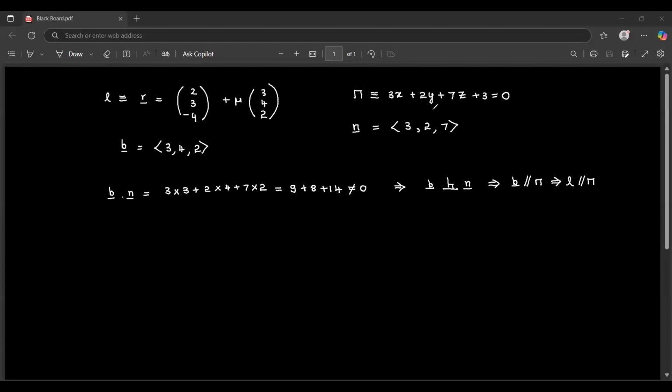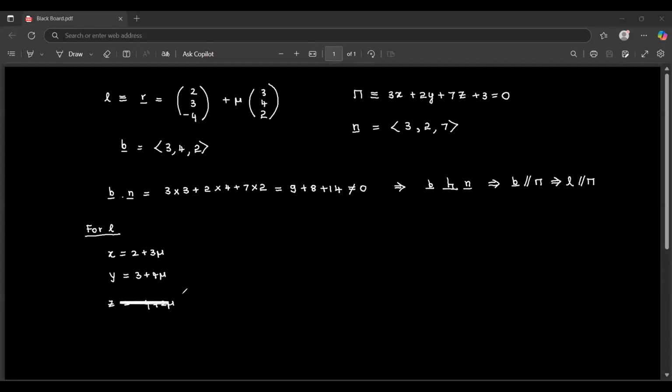If you have the Cartesian equation and the vector equation of a line, what you have to do is, first of all, come up with the parametric equation of the line L. So for L, the parametric equations will be, well, we can say x is equal to 2 plus 3 mu, and y is equal to 3 plus 4 mu, and z will be equal to minus 4 plus 2 mu. So that's what we have.